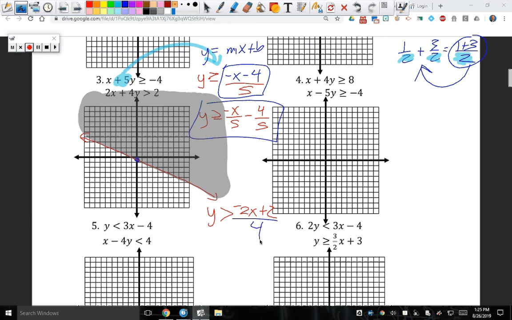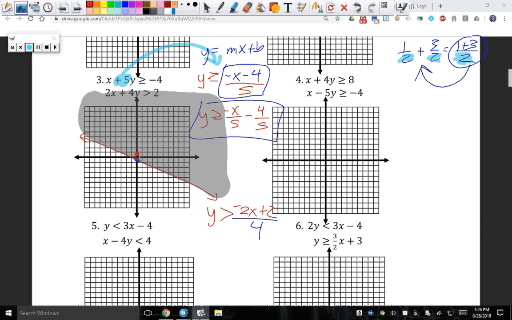Without me simplifying this time, anyway, what's my y-intercept? 1/2? Yep, here we go. So 1/2 is a little bit higher than this negative 4/5. Are you all with me? So here's 1/2. And what's my slope?